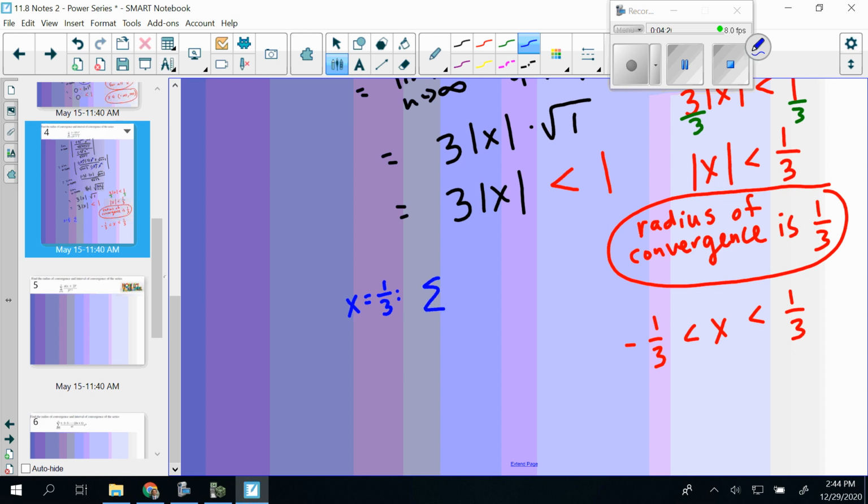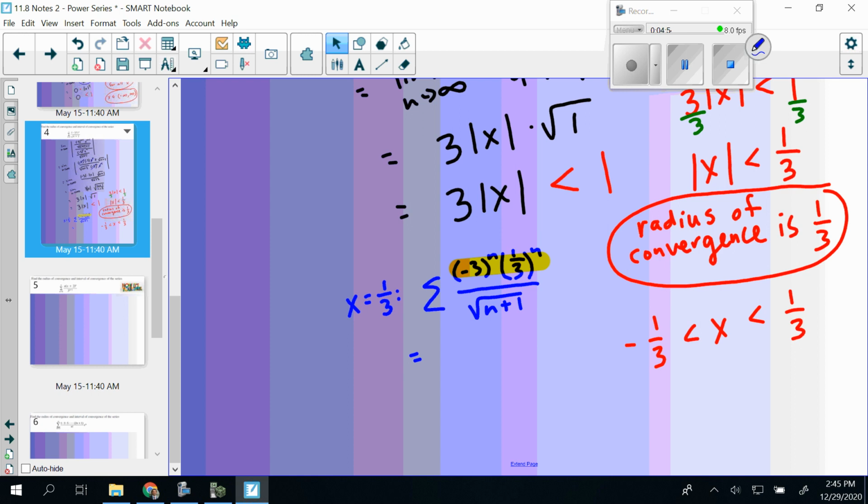Well, our series then becomes that we still are going to have that negative 3 to the n. We're putting 1/3 in for the x value here, so it'd be that to the n, all over the square root of n plus 1. Well, if I combine these two together, they both have the same power, so that becomes negative 3 times 1/3, which would be negative 1, to the n.